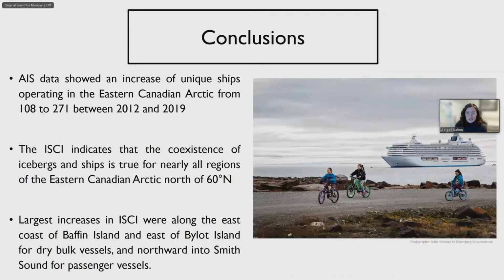So in conclusion, we found that shipping has increased through most regions of the Eastern Canadian Arctic since 2012, largely along the route of the Northwest Passage. This photo on the right is the Crystal Serenity cruise ship. It's docked near Uglukaktok in the Northwest Passage during its 2016 trip, where there were more than 1,000 people on board, which is more than twice the population of the community. This cruise ship normally operates throughout Europe, the Caribbean, and Asia.